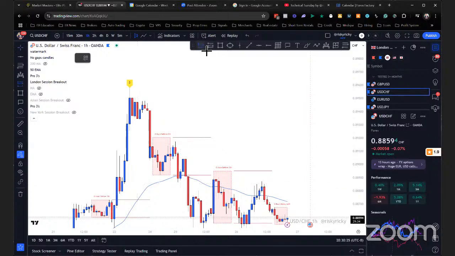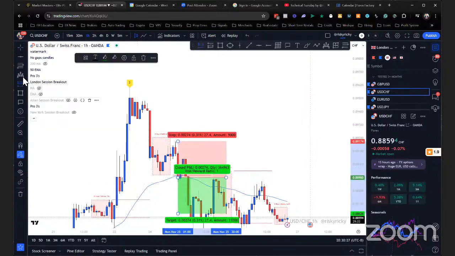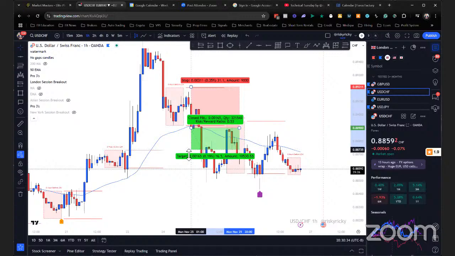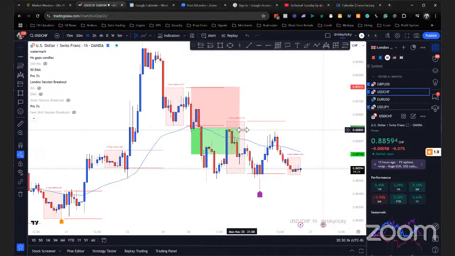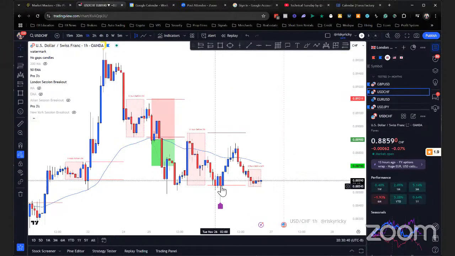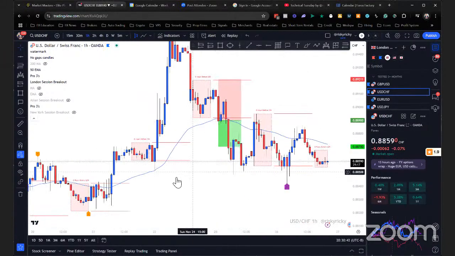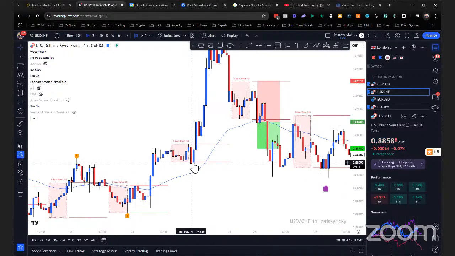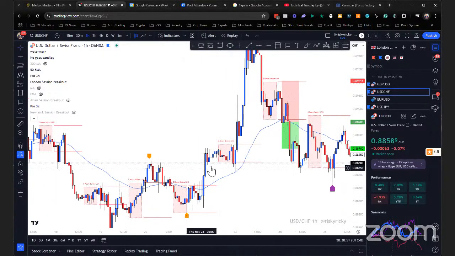Okay. So like here, down here, stops above here, and take profit here. Here, no breakout, no trend. Here, breakout, but not a good sell opportunity.